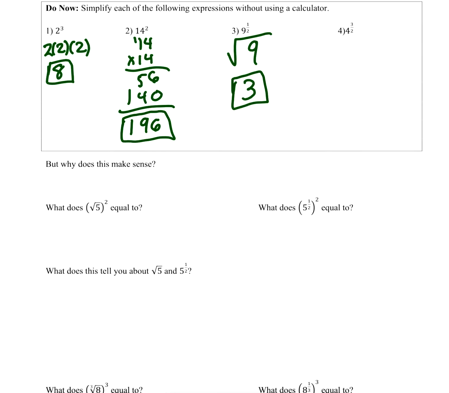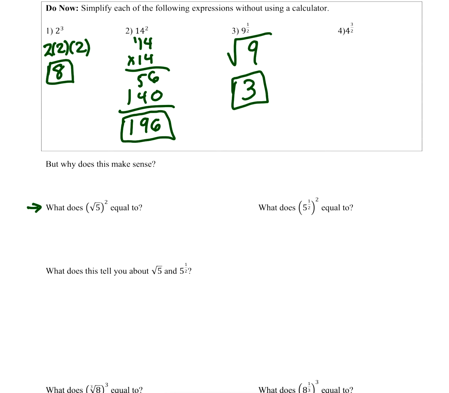Now you're probably saying to yourself, how did you know to do that? Why does it make any sense? Let's take a look at some math. We're looking down here now. What does radical 5 squared equal to?